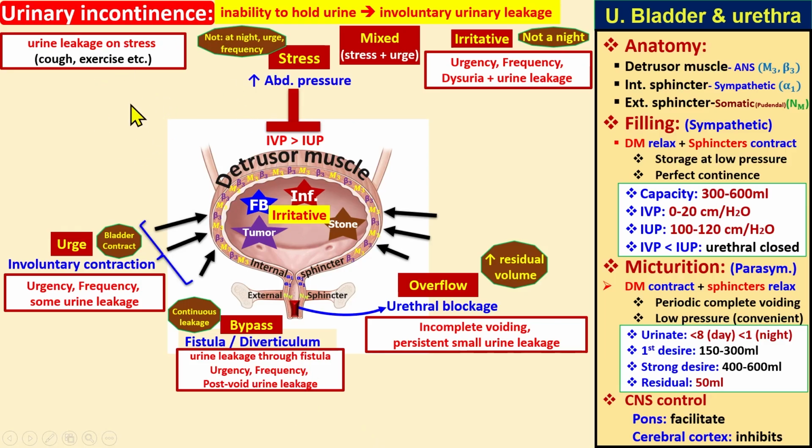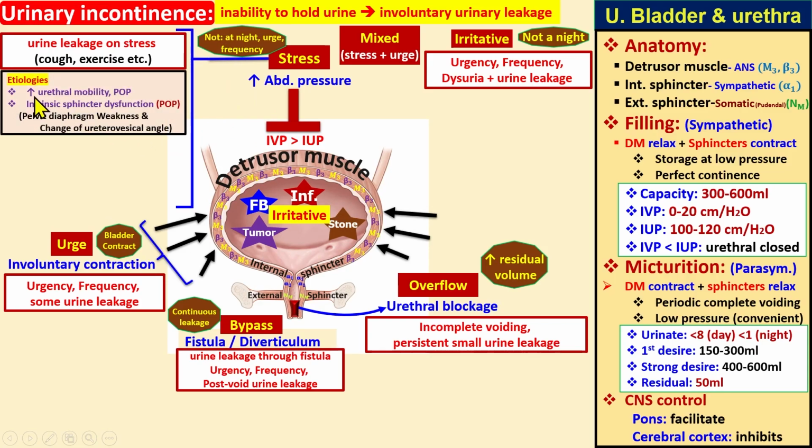Let's come to the etiologies, the diagnosis and the management of these types of urinary incontinence, like in the stress. So the etiologies are increased urethral mobility, or POP, meaning pelvic organ prolapse, or intrinsic sphincter dysfunction, where the pelvic diaphragm is weak or there is a change of the urethrovesical angle. A change in the urethrovesical angle you can check by the Q-tip test, where the angle is changed by more than 30 degrees.